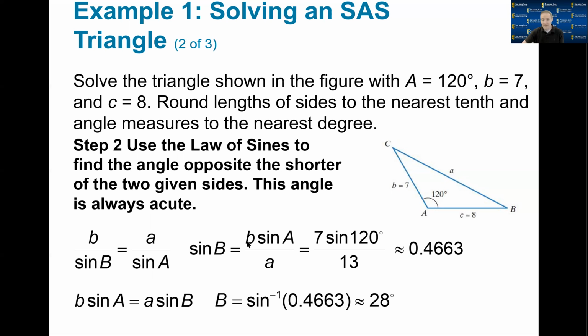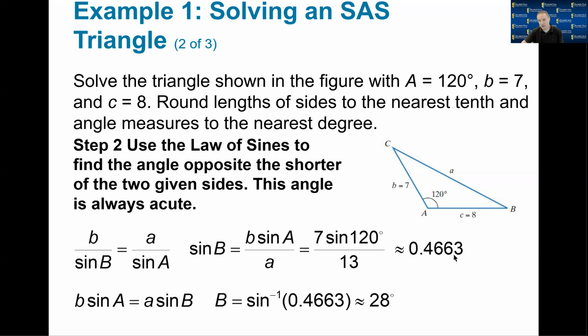We'll get B, which is our 7, times the sine of 120, which is going to give us the square root of 3 over 2, divided by 13. When I plug that into my calculator, I get that the sine is approximately 0.4663. I take the inverse sine, and we'll get a 28-degree angle approximately, and they always want us to round to the nearest degree. It's not exactly 28 degrees, but it rounds to 28 degrees.